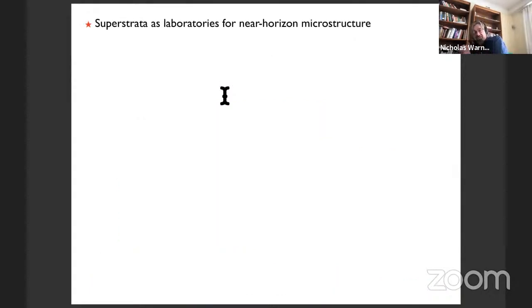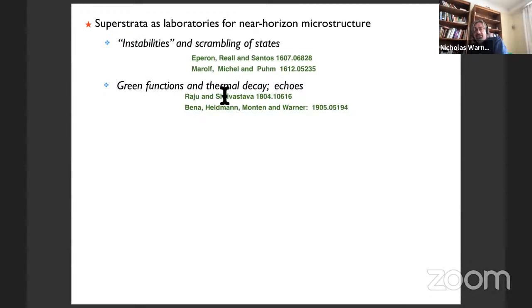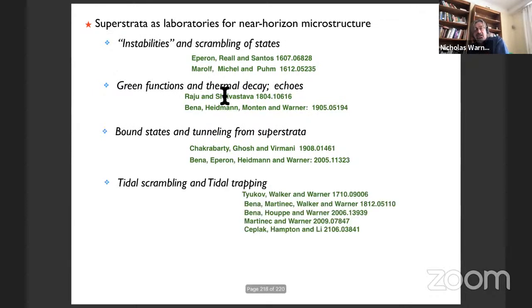I wanted to advertise that superstrata are really good laboratories for near horizon microstructure. The instabilities we understand in terms of scrambling of states. The Green function can be used to do thermal decays. We can understand bound states and tunneling. And tides and tidal scrambling and tidal trapping give us a whole new perspective on this story.